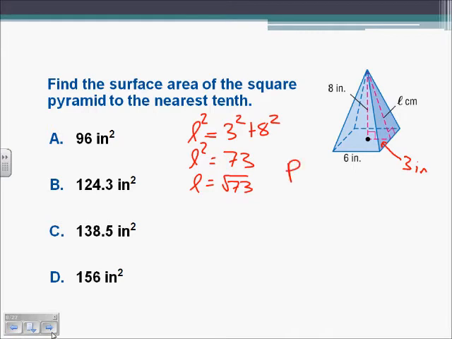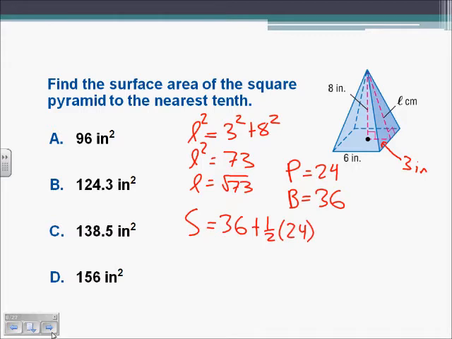We know the perimeter of our square is just going to be 6 times 4, so that's going to be 24. And we know the area of our square is just our side length squared, so 6 squared is going to be 36. So then we plug that into our formula here. Our surface area is going to equal the area of our base, which is 36, plus 1/2 our perimeter, which is 24, times our slant height, which is the square root of 73. So our surface area is going to equal 36 plus 12 square roots of 73.